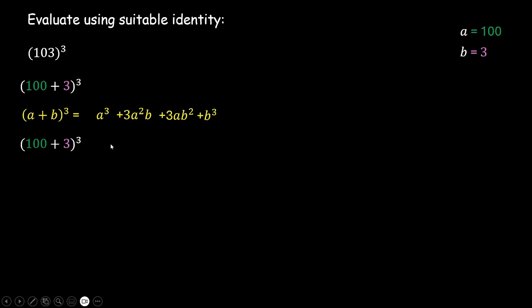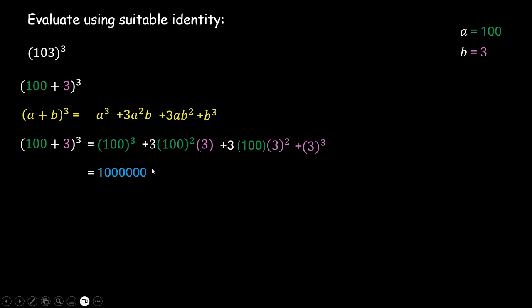So let us write it. A cube, that is cube of 100, plus 3A square B, that is 100 square into 3, plus 300 into 3 square, plus B cube, that is the cube of 3. Cube of 100 is this value, 10 lakh, and then we have 3 into 3 is 9, and square of 100, that is 90,000. And then we have 2727. So we'll add it, and this is our final answer.